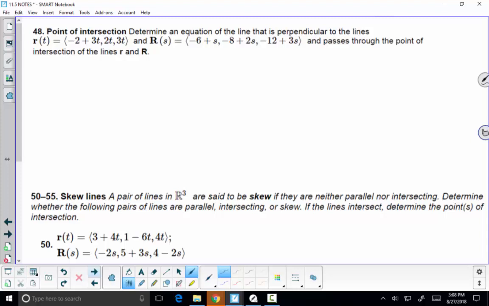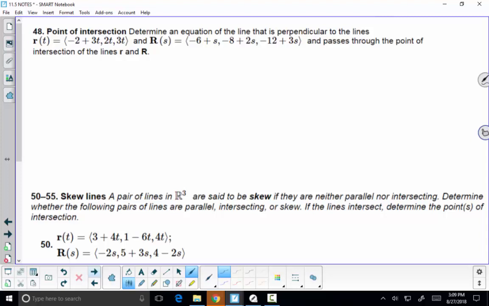All right, point of intersection. Both of those are lines, given to us as vector-valued functions. The question says, determine an equation of the line that is perpendicular to those lines and passes through the point of intersection. So we've got two lines in three-dimensional space. They claim that they intersect. We'll make sure that they do intersect. And we want the equation of the line that goes through that intersection point perpendicular to both those lines.